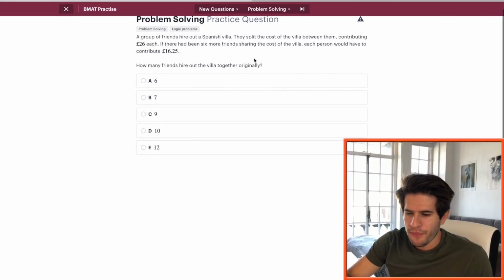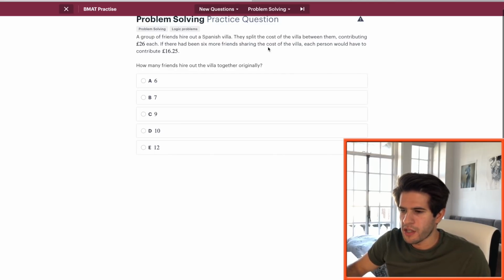Okay, so question 1. A group of friends hire out a Spanish villa. They split the cost of the villa between them, contributing £26 each. If there had been 6 more friends sharing the cost of the villa, each person would have to contribute £16.25. How many friends hire out the villa together originally?